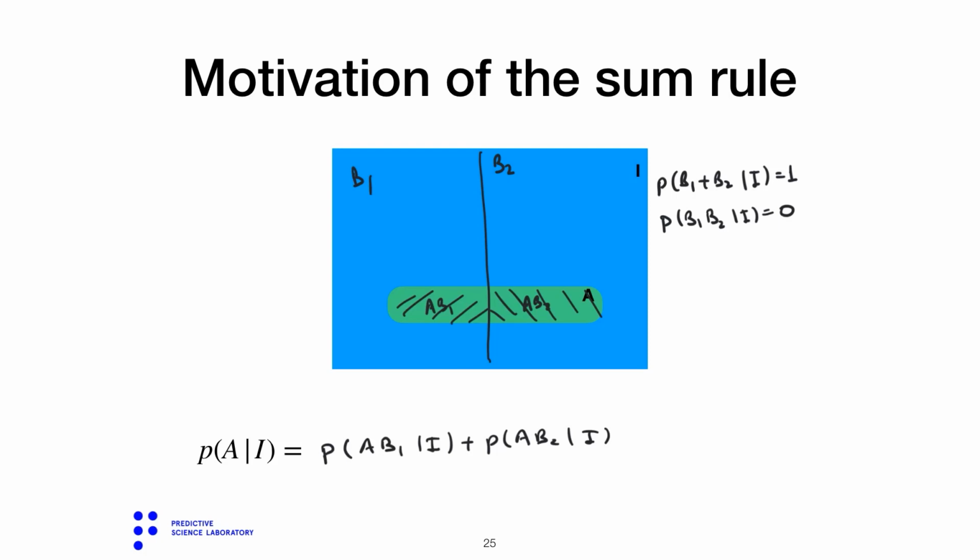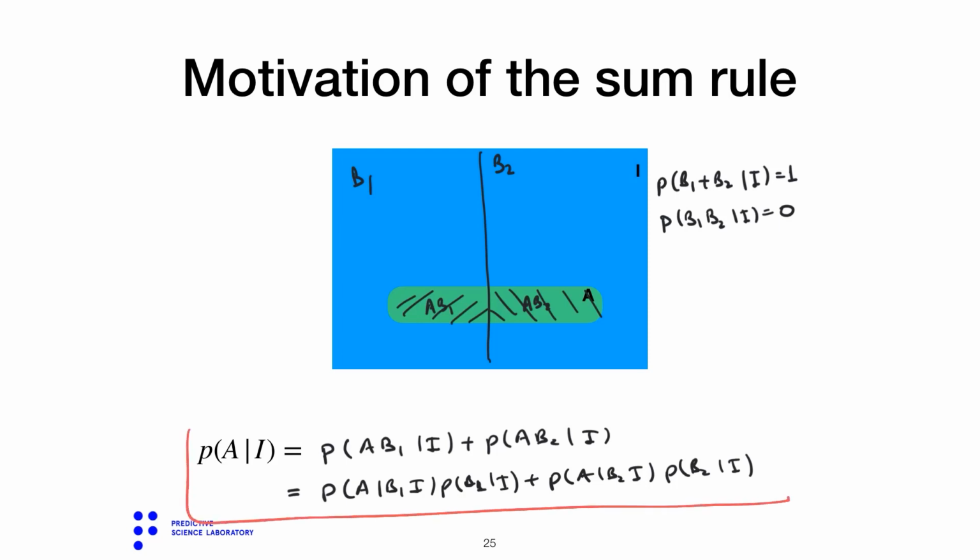But you can take it a step further by applying the product rule on each one of these terms. So the first one is simply the probability of A given B1 times the probability of B1. And the second term is the probability of A given B2 times the probability of B2. Both forms of the sum rule are extremely useful and you should remember them, you should memorize them.